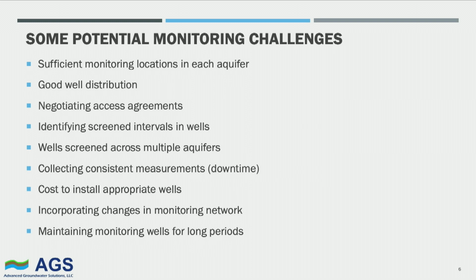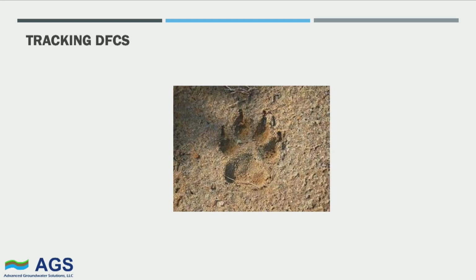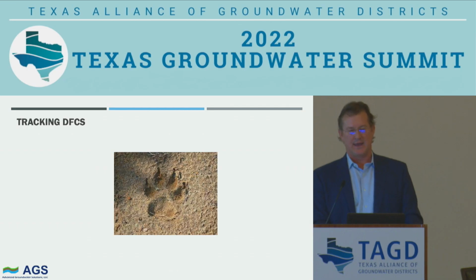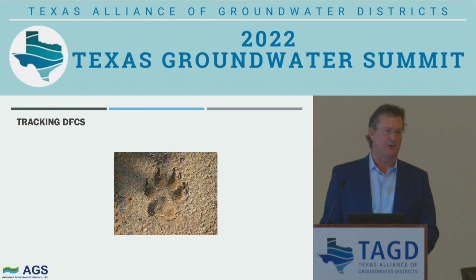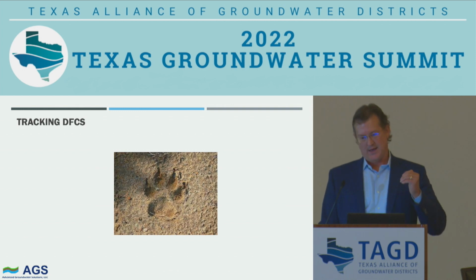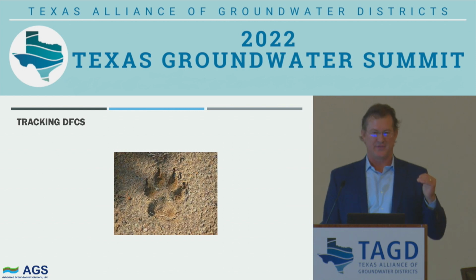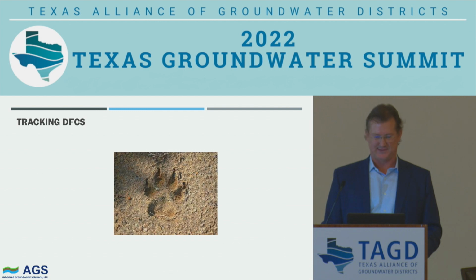Incorporating changes to the monitoring network over time, and how those new measurements, new wells, new data are going to impact your numbers and where you think you're tracking. And maintaining monitoring wells for long periods, of course, is always a challenge. So if we look a little bit at tracking DFCs, we'll start with some examples. And again, I'm not going through a full process here of trying to figure out or state this is the way this is done. I'm just kind of going through and providing some input or some ideas and challenges for you to think about.